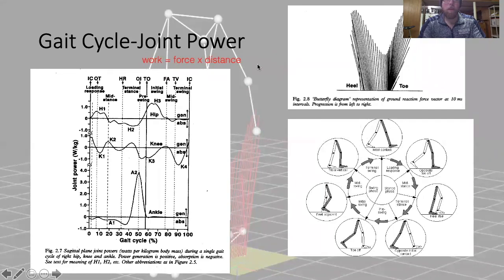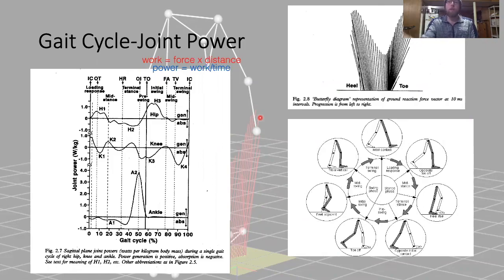And then power equals work over time. Right? So if we remember what those two are, then it's a little bit easier for us to conceptualize what it means when we say joint power. When we say joint power, we're talking about the amount of work that a joint does in the amount of time.